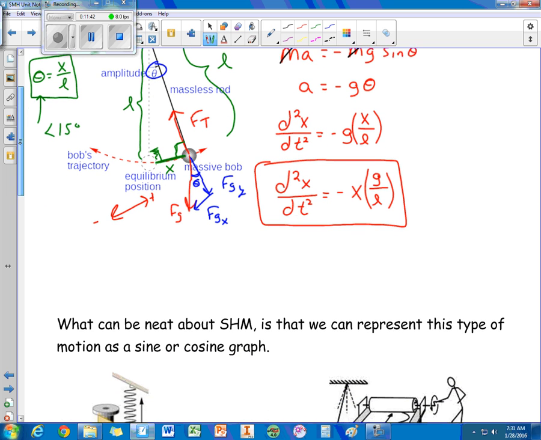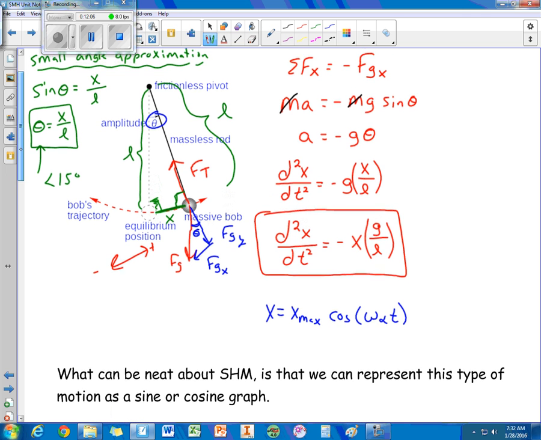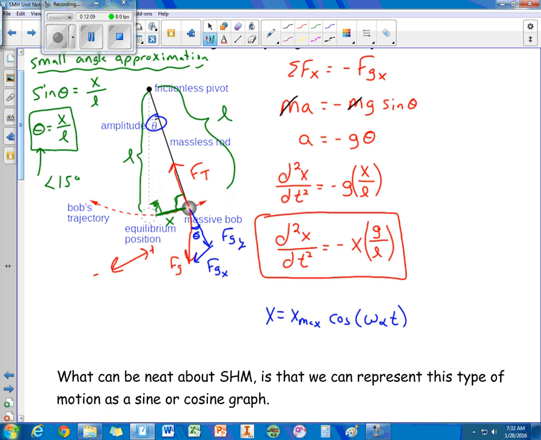Just like with the spring oscillator, the solution to this is the same exact solution. X max again is the amplitude. It's how far back away from the equilibrium position you start. Then, just doing some other things here, remember that angular frequency is 2 pi times f. In this case, angular frequency would also equal the square root of g divided by L. And frequency equals 1 divided by period.